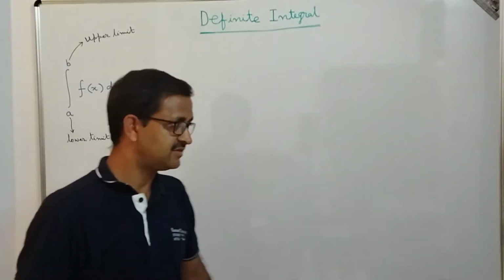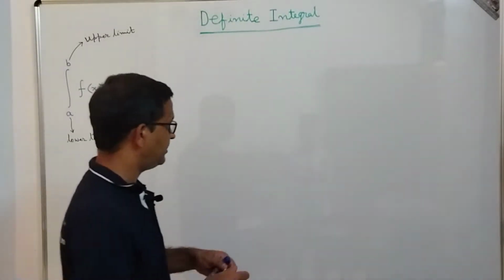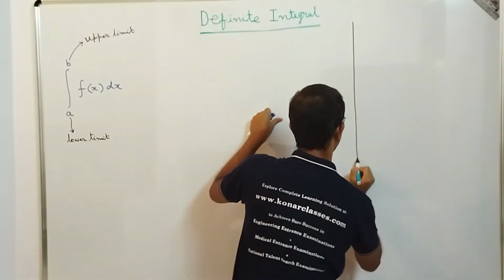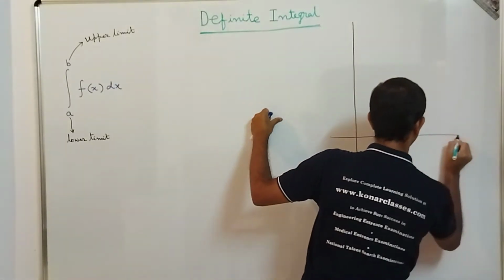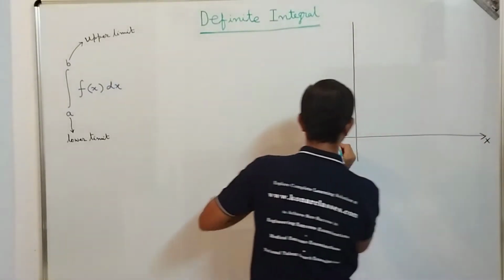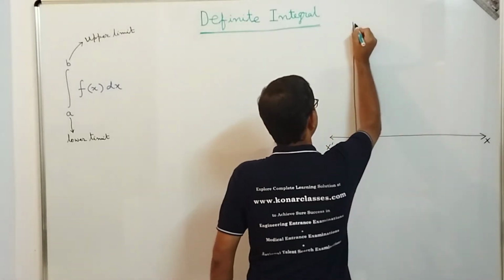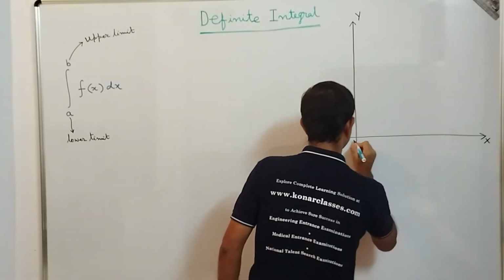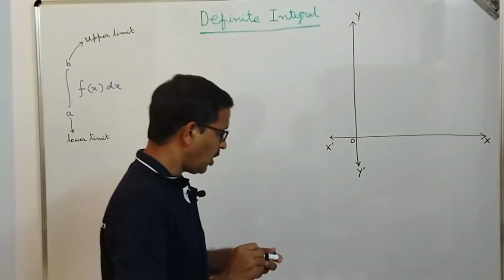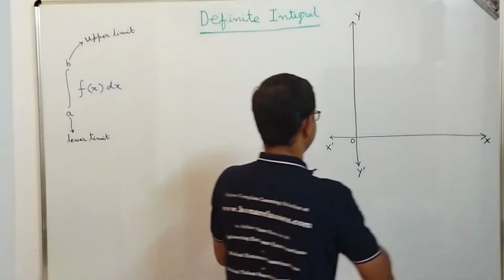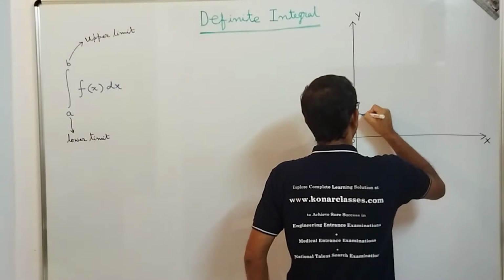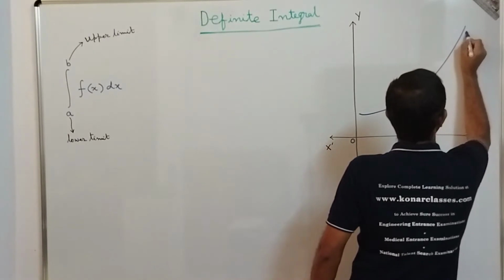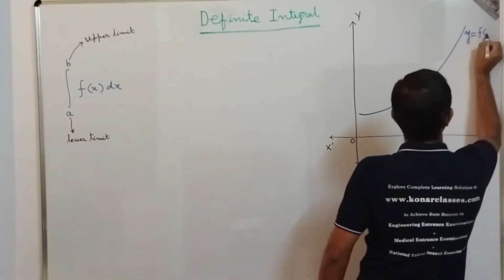It signifies the thing which I am going to describe by means of this diagram. Let us draw the x and y axis. This is the positive direction of the x axis, this is the negative direction of the x axis, this is the positive direction of the y axis, and this is the negative direction of the y axis, and this is the origin. Now suppose we have a curve something like this, and we name that curve y equal to f(x).